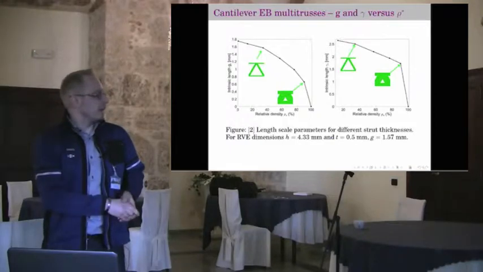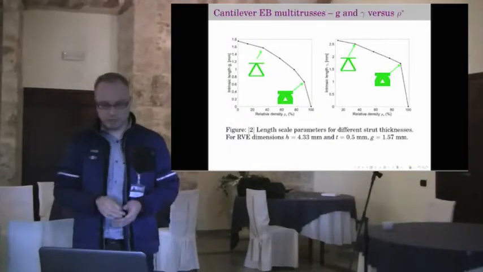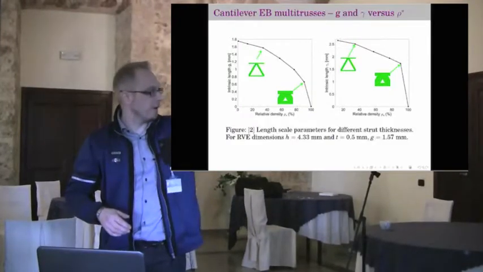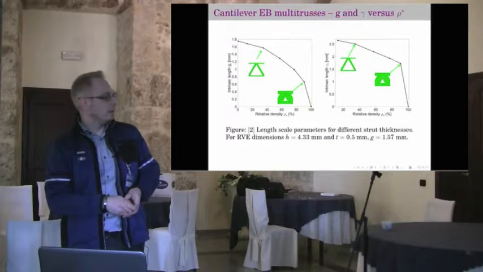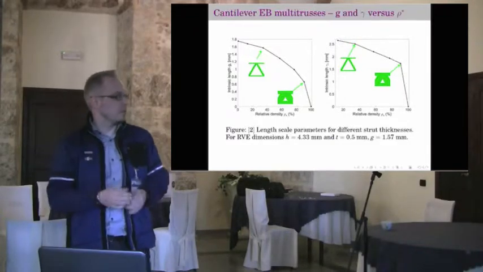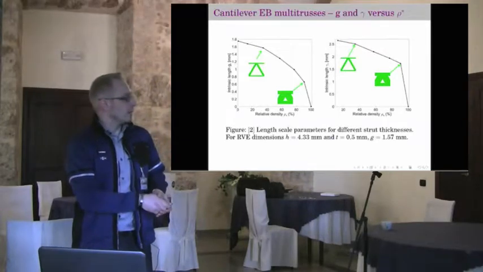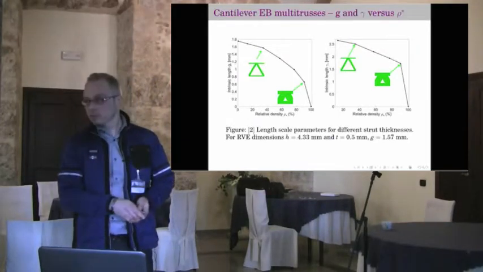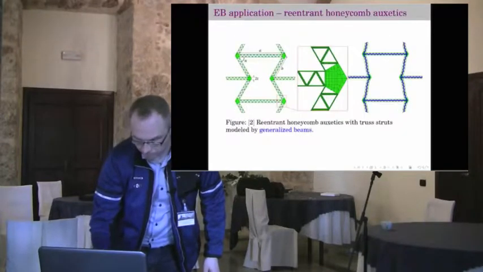And then we have checked different densities, just making those struts thicker and thicker, just to show that it finally comes to the classical density or classical homogeneous beam, and then of course the length scale parameter is 0. So this is the idea of that test.